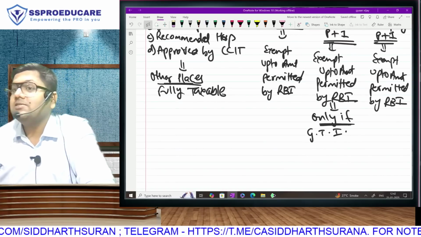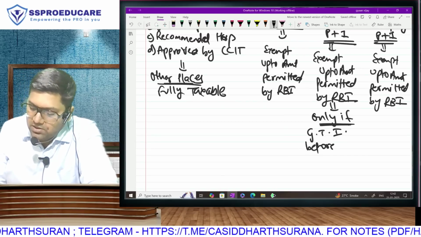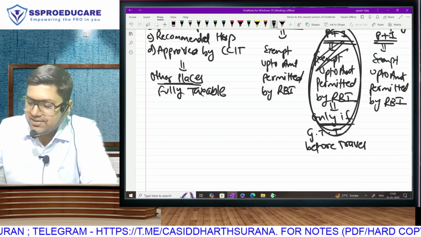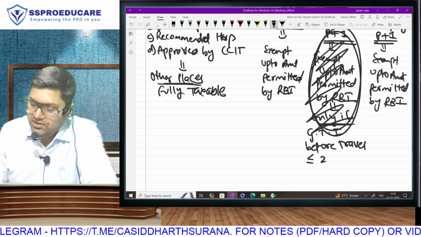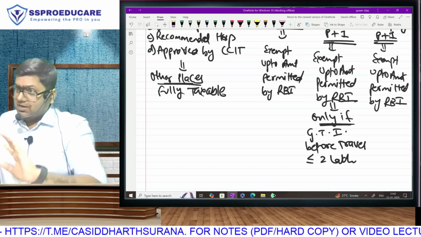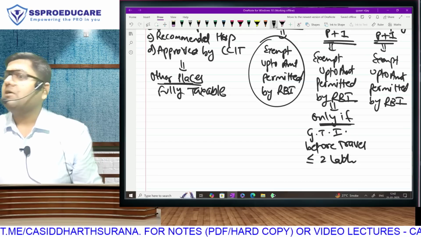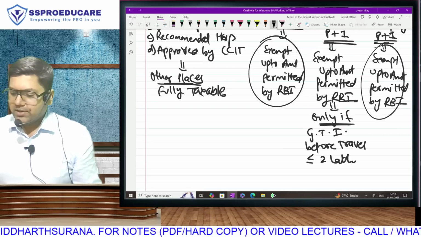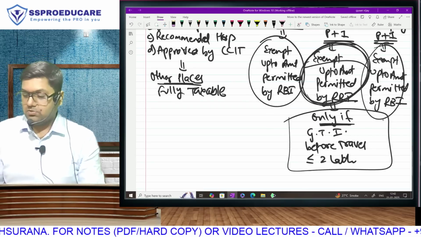Gross total income contains income from all heads. Gross total income before the travel amount, because the travel amount is yet to be added. So don't add this. Other than this, check your gross total income. If your gross total income is up to rupees 2 lakh, then only exemption will be given. Exemption will be given how much? RBI permission. So here, exemption up to RBI permission without any condition. Here, exemption up to RBI permission without any condition. Here, exemption will be the same, but provided your GTI is up to 2 lakhs.